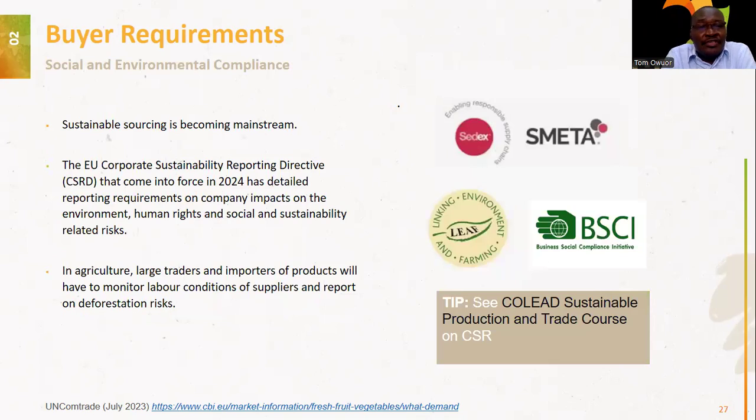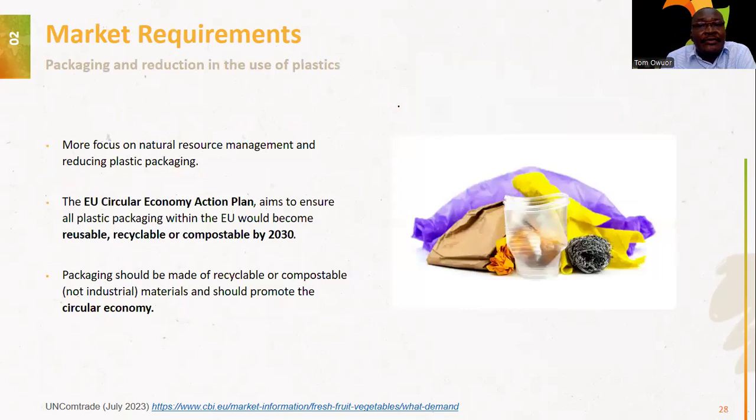Some of the buyers also insist on social and environmental compliance. And this is where sustainability standards like SEDEX come in, SMETA, LEAF, BSCI, and many others that are also in adherence to social and environmental compliance. So this must be taken seriously by exporters who want to get into the European Union market, including the UK.